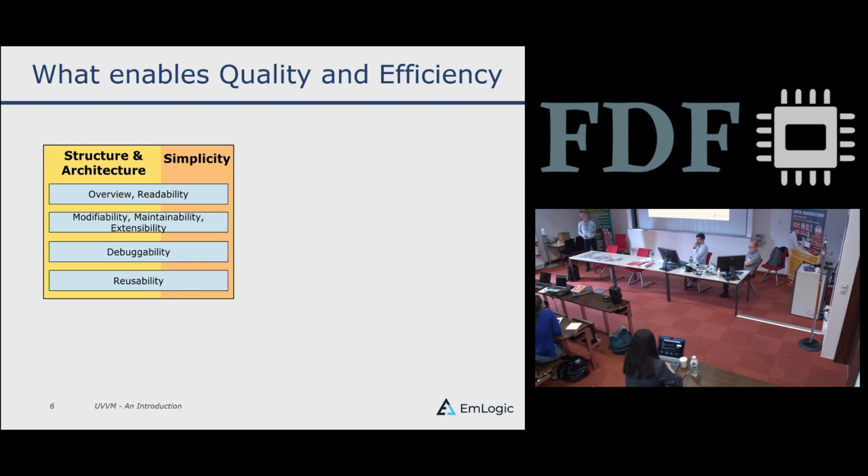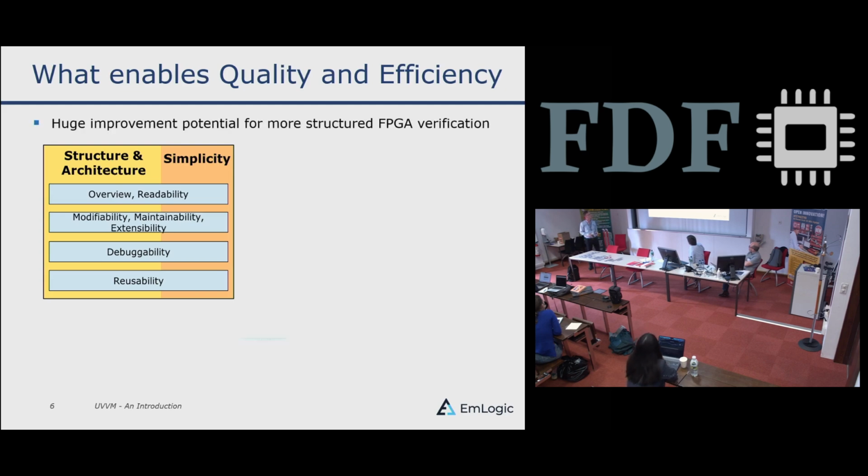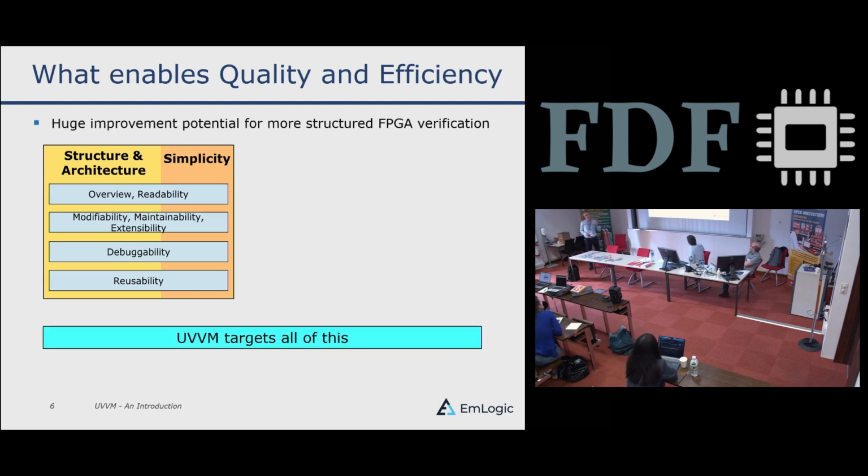And I think these are the most important things, whatever you're doing, whether it's design, verification, software, hardware, whatever. You have to have overview and readability. That's the most important. Then you have to have modifiability, maintainability, and extensibility, because you always change your design. You always need to modify it. Then, of course, as I mentioned on the previous slide, debuggability is extremely important as well. And, of course, everybody wants reusability. And this has been basically the target when we made UVVM.